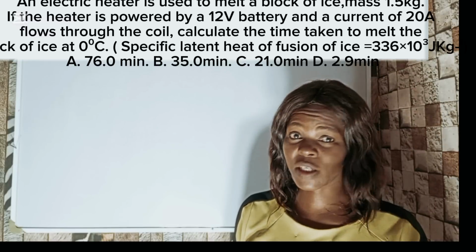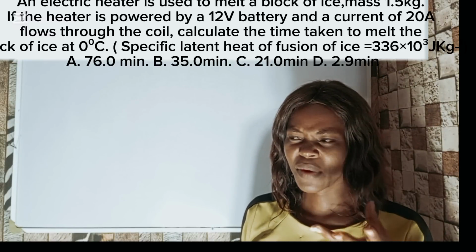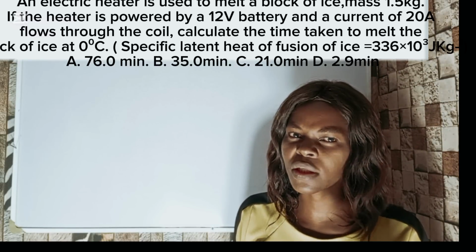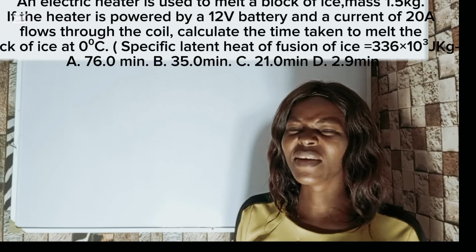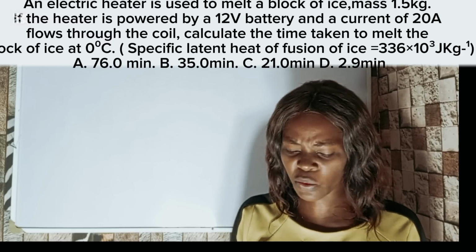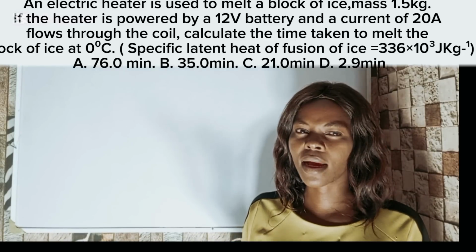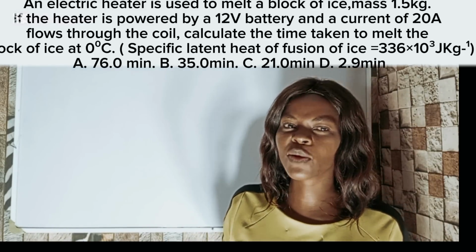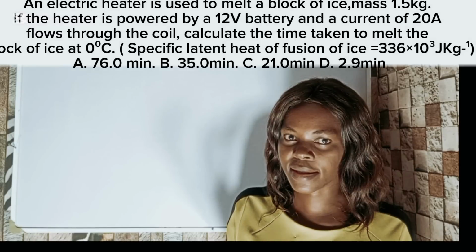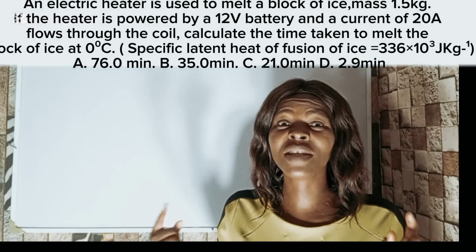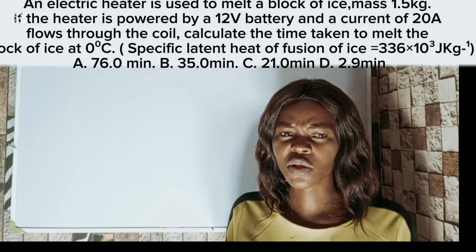Now, for us to solve this particular question, you must remember that we have latent heat of fusion in the question, and we also have the electrical method. So what are we trying to say? We are using an electrical heater to melt a block of ice. Okay, so if you are using an electrical heater to melt a block of ice, something happens.